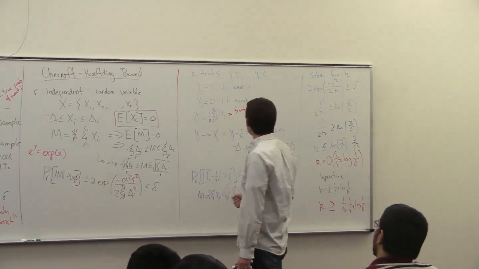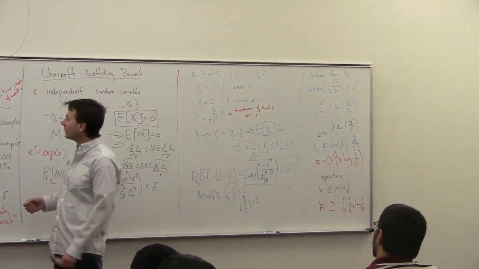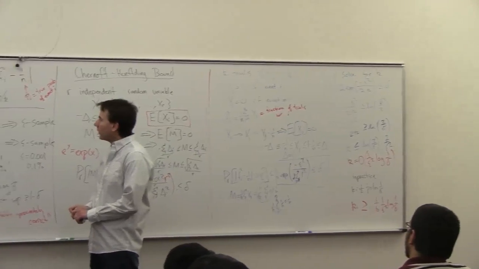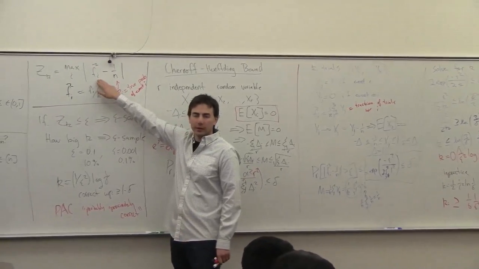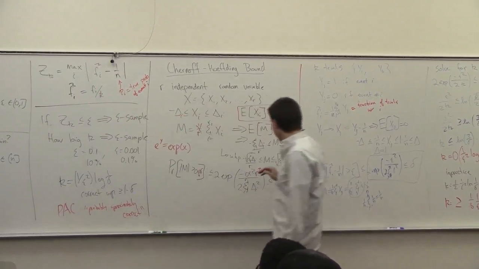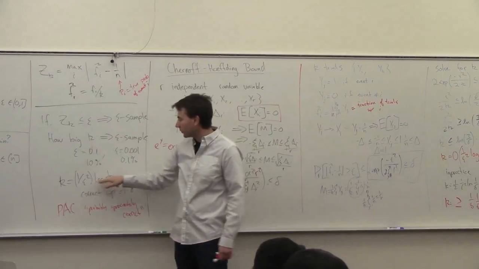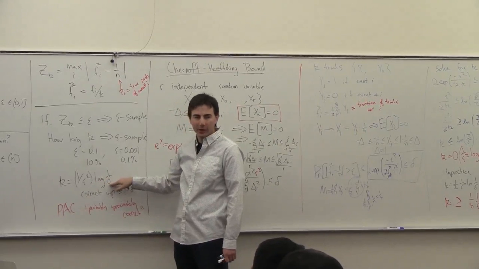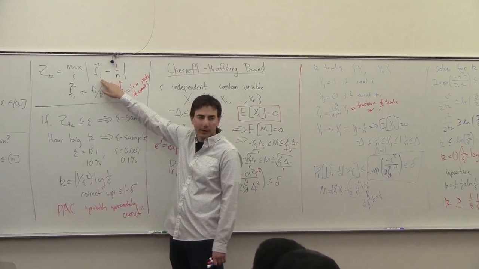Okay, so what happened? Now I was estimating this phi tilde, right? And I said that if I have 1/ε² log 1/δ trials, then for this one estimator, I'll have epsilon error.